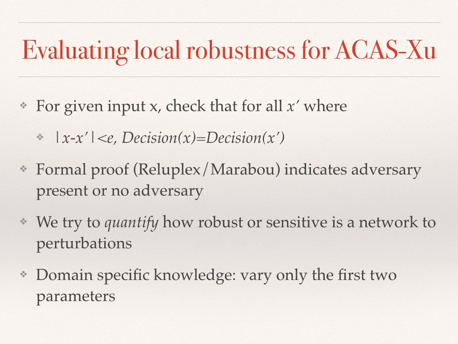But in our work, as I already mentioned, we aim to quantify how robust or how sensitive a network is to perturbations. And in our work, we used some domain-specific knowledge that the experts told us, that we only need to vary the first two parameters, while the last three parameters of the network had to be fixed in order for the examples to make sense. So this allowed us to simplify a bit the problem, which was still very difficult.